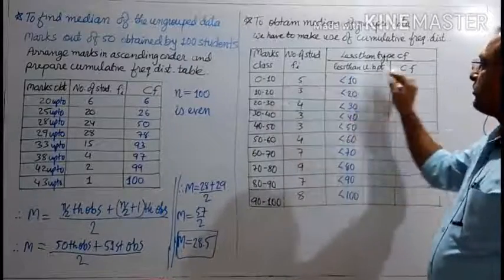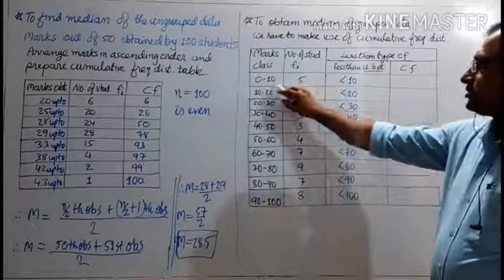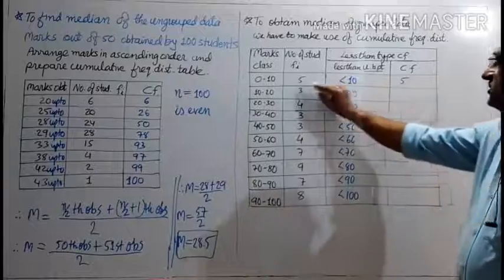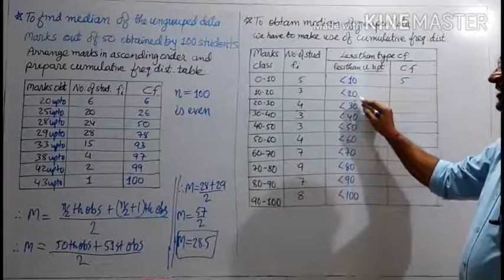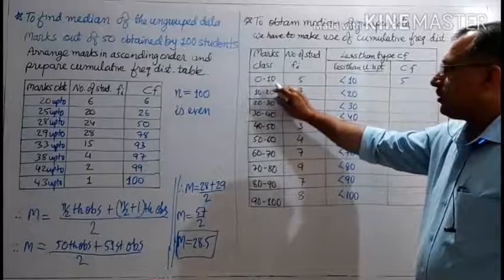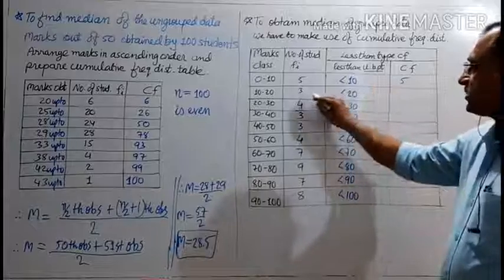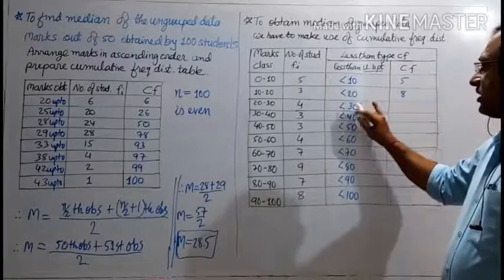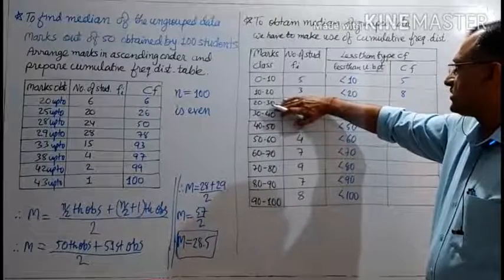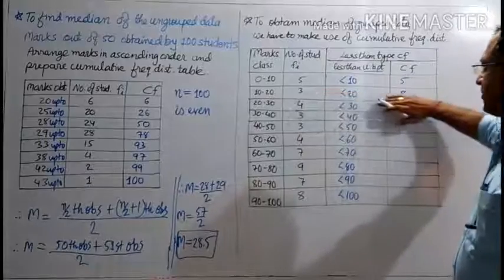So first of all, prepare the cumulative frequency distribution of less than type. How many students are there having scored marks less than 10? There are 5 students. Then having scored less than 20, how many are there? These 5 students are already there, but also there are 3 more students, so we add 5 plus 3, that is 8. Less than 20, there are 8 students.